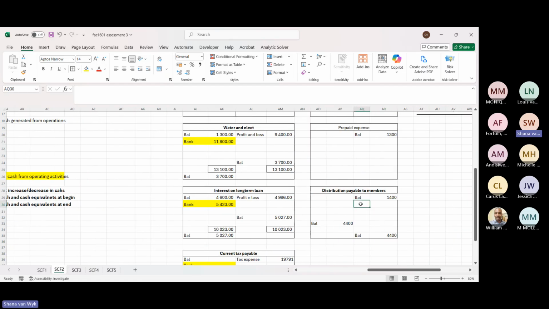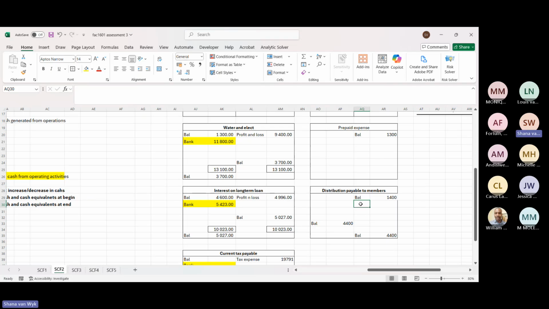So there's going to be on the credit side... What is distribution to members? That is when you're paying them. Yeah, you're paying them. So it will be on the debit side that we're looking for the balancing figure.